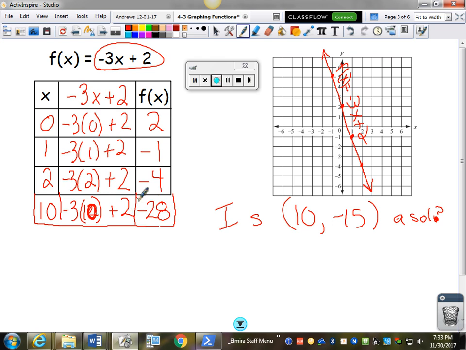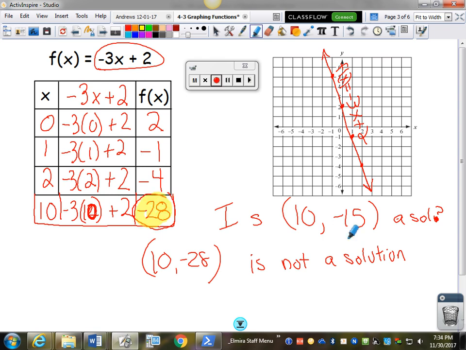We got negative 28, so we would say 10, negative 28, got a little ahead of myself here, is not a solution. So make sure you're answering that on your homework. Okay, just like that. Add that row and compare the answer you get with the one they ask you about. Okay?